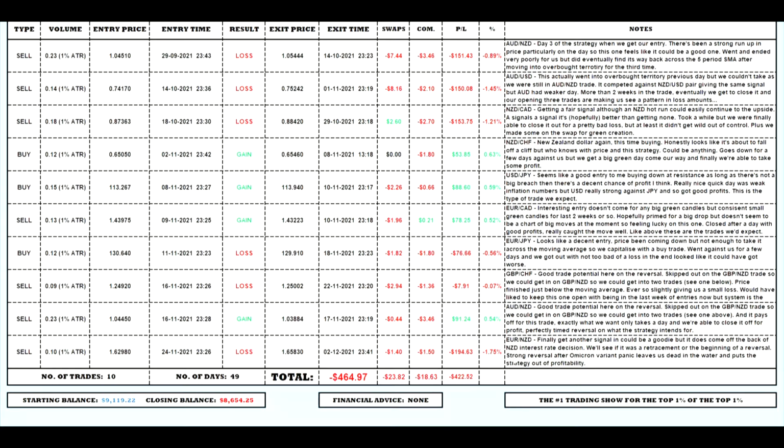But then right at the end, we get smashed in the face, Euro New Zealand dollar. Biggest loss of the strategy, negative $194.63. Most of that loss was in 1 day over the Omicron panic, but 1 day is 1 day. That's what happens when you have no stop loss.